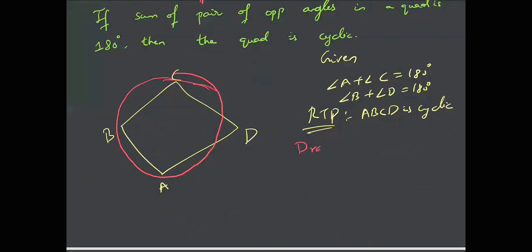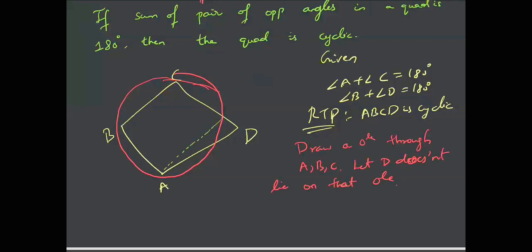So draw a circle through 3 points A, B, C. Okay, so let D not lie on that circle. If D lies on that circle, then it is definitely cyclic. So let D not lie on that circle. Okay, so I think now you can do this by the same logic we have used to prove the converse of the statement that angles in the same segment are equal. So let us say this point is D dash.